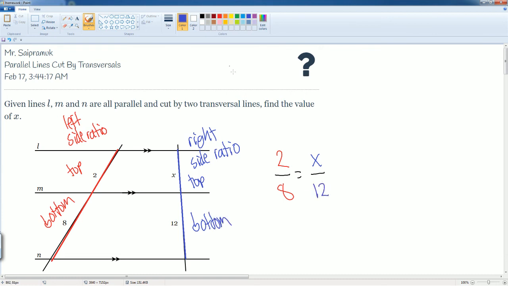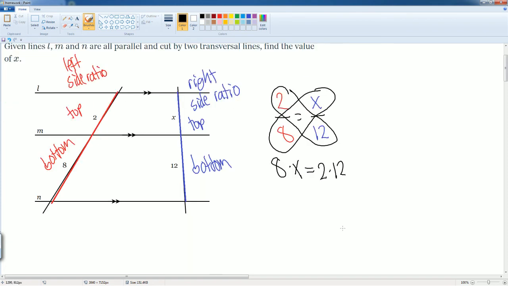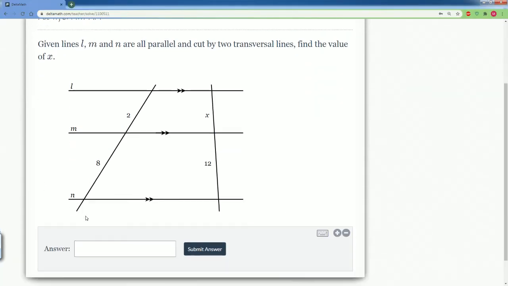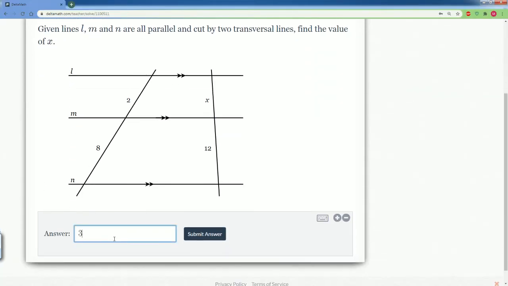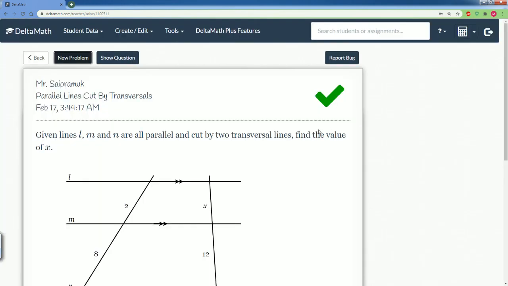Okay, this allows us to now cross multiply. So 8 times X is equal to 2 times 12. Let's do the math. 8 times X gets you 8X. 2 times 12 gets you 24. Divide by 8 on both sides. You now get X is equal to 3. So now we can say X is equal to 3. Okay, submit your answer. There you go.